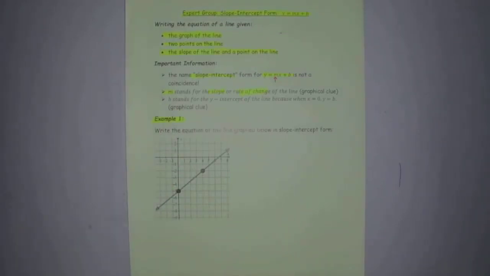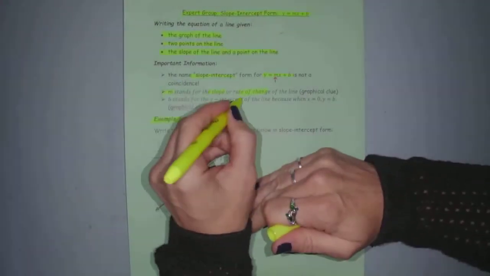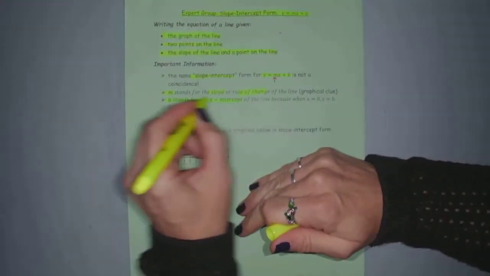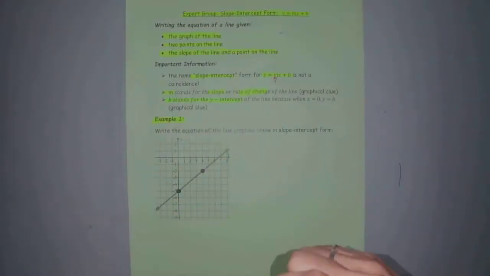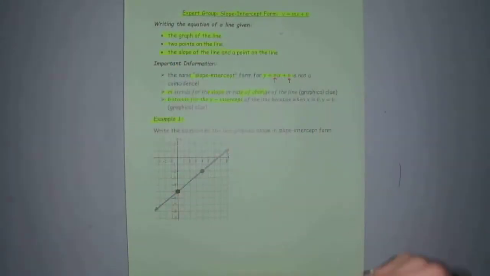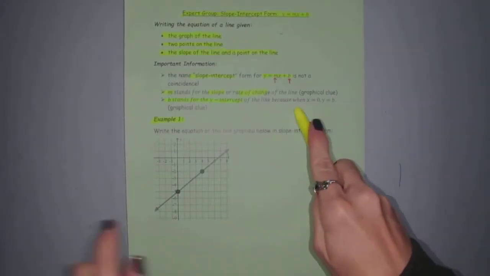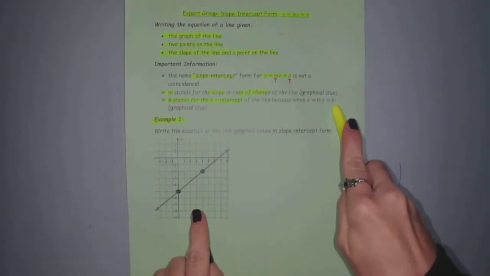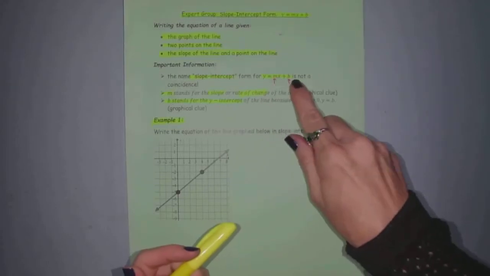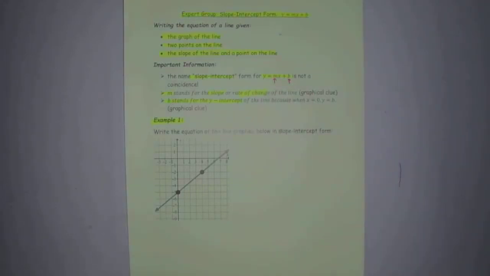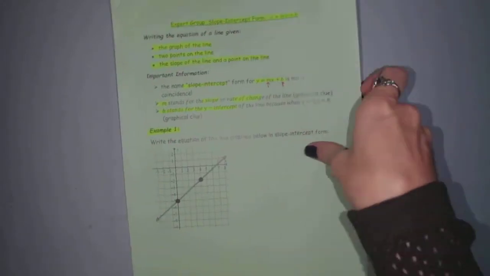And then b, the guy here on the back, the letter b, he stands for the y-intercept. And that's another graphical clue. So this guy on the back, b, and then I tell you here, because when x is 0, y is b. When x is 0, the y value ends up being b. So let me show you that on a bigger scale here.